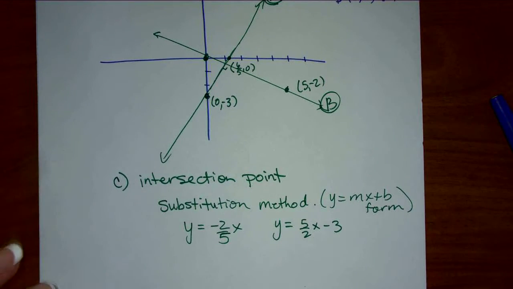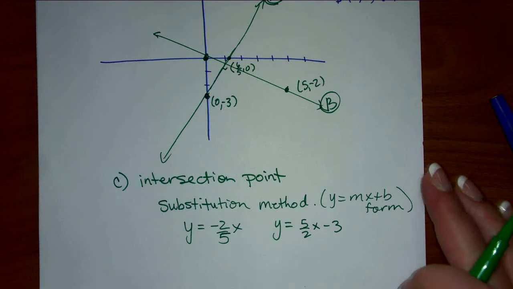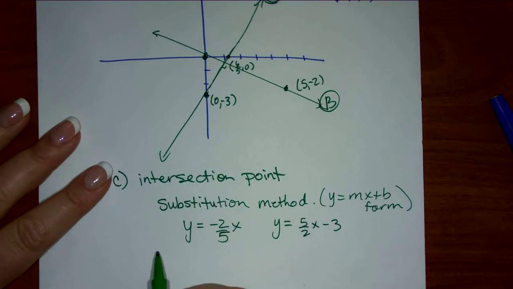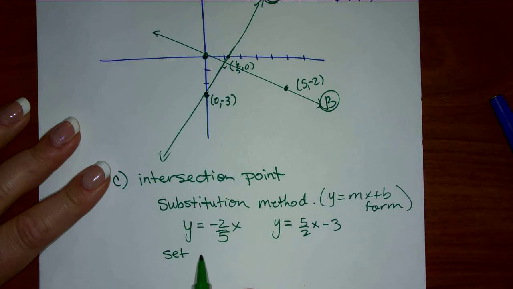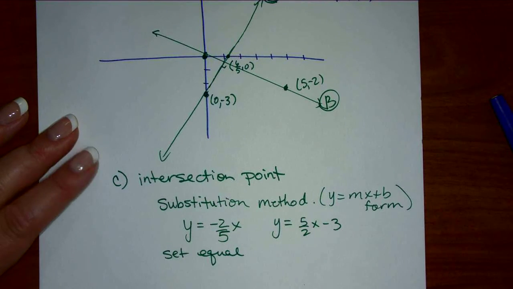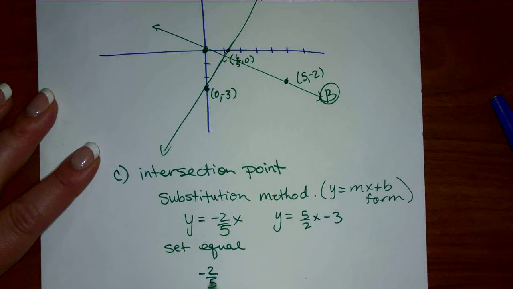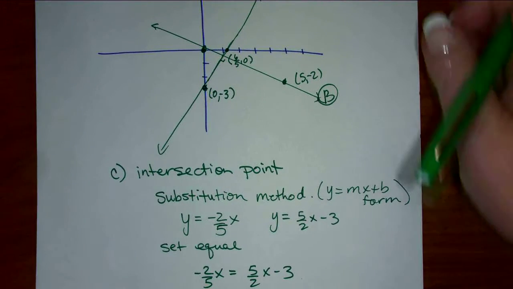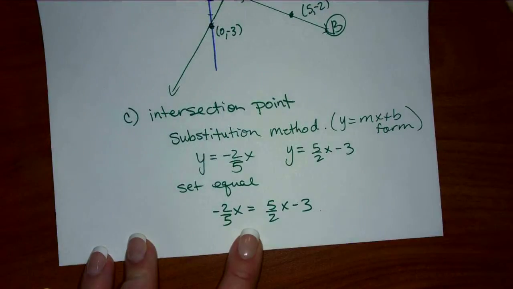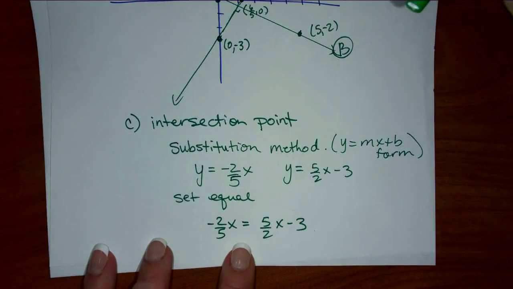Okay, so these ones we already have in y equals mx plus b form. To find the intersection point, we're going to set them equal to each other. y equals y, because we're trying to find the point that's the same, so we want the 2 equations to be equal. So minus 2 over 5x equals 5 over 2x minus 3. And then we solve that equation, just going back to section 1.1, solving a linear equation. Now this has little fractions in it.